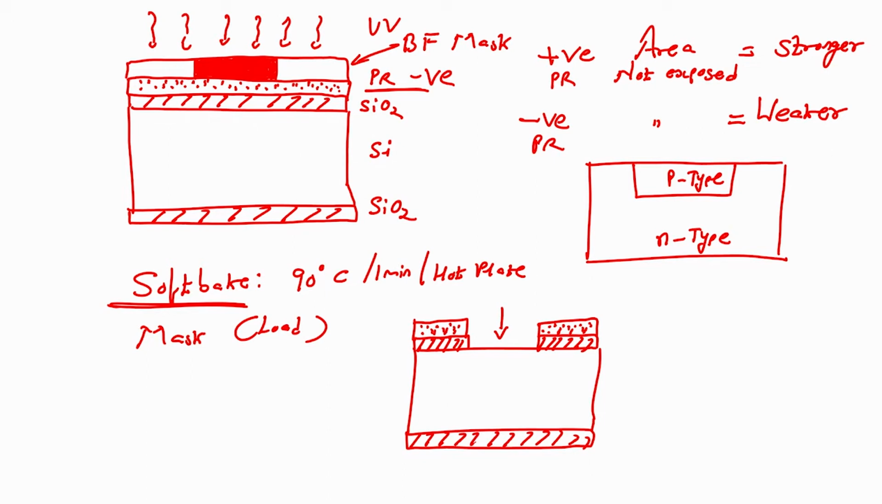After UV exposure we will develop the photoresist. With the bright field mask and negative photoresist, what will we find after developing?